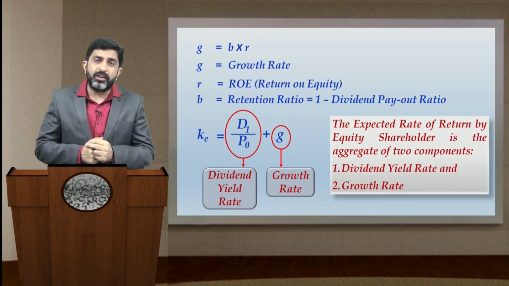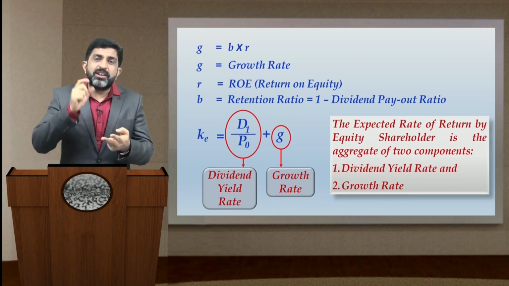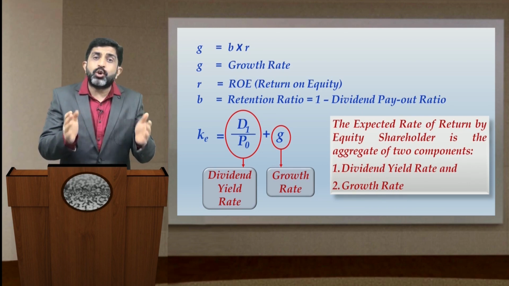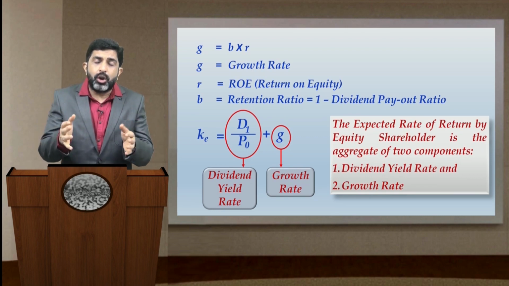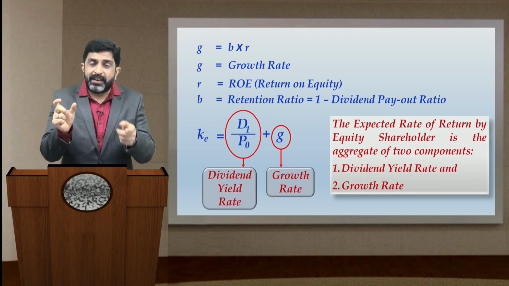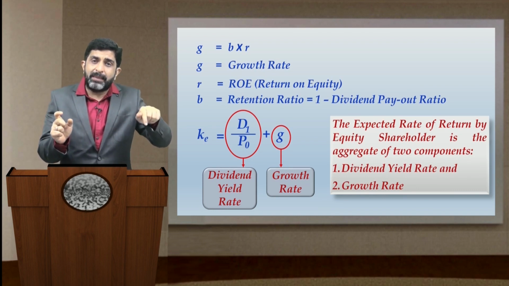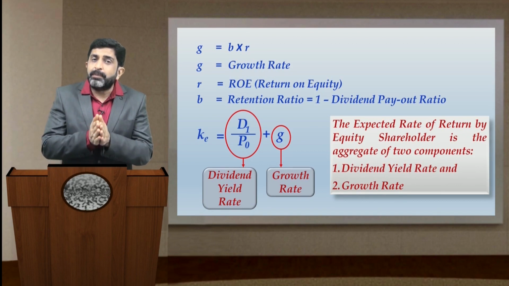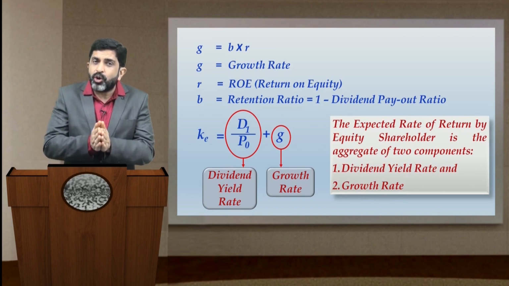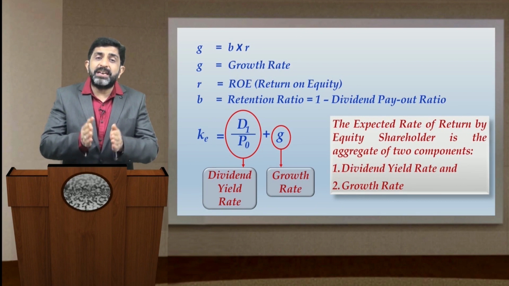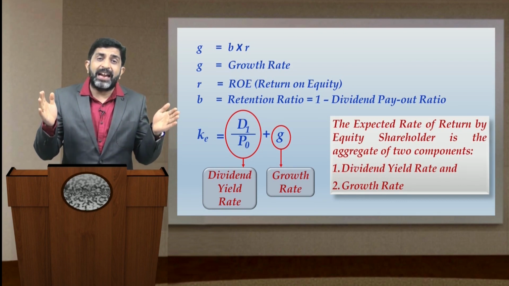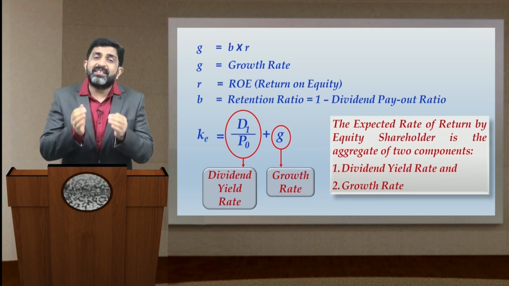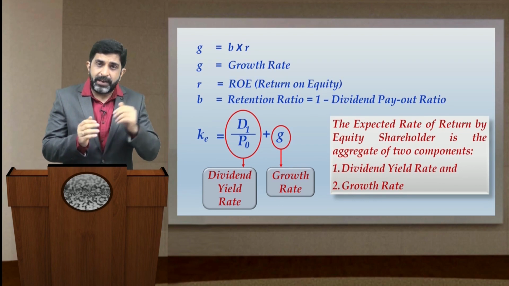Second assumption under Gordon's model, companies must distribute dividend every year. Imagine if the companies are not distributing dividend at all, what would happen to the value of the share? P0 is D1 upon KE minus G. If D1 becomes 0, the entire value of the share becomes 0. That means Gordon's model cannot be applied if the company does not distribute dividends at all. That is why one of the assumptions in Gordon's model is that companies must distribute dividend.